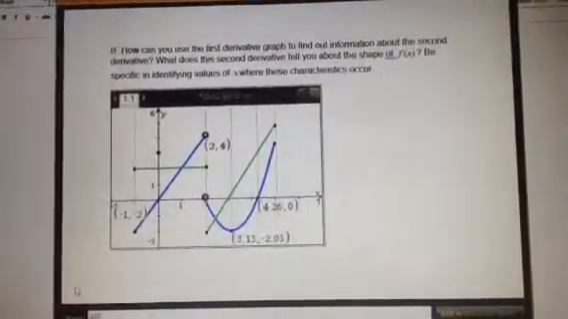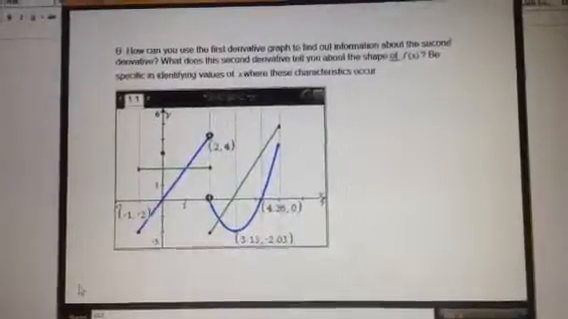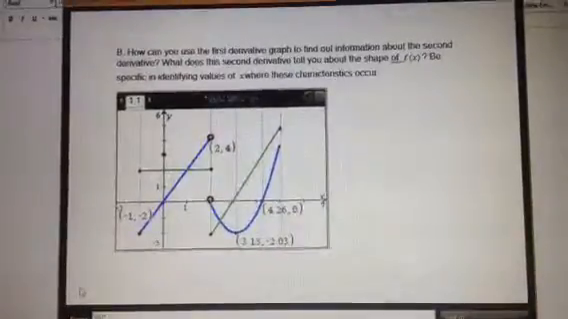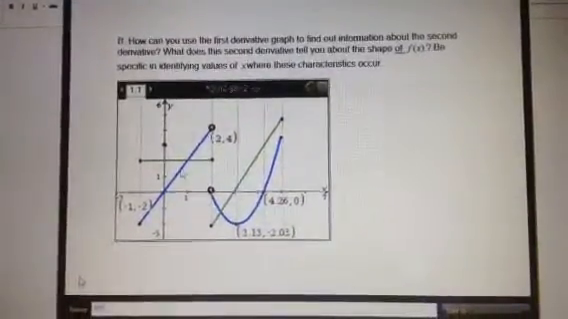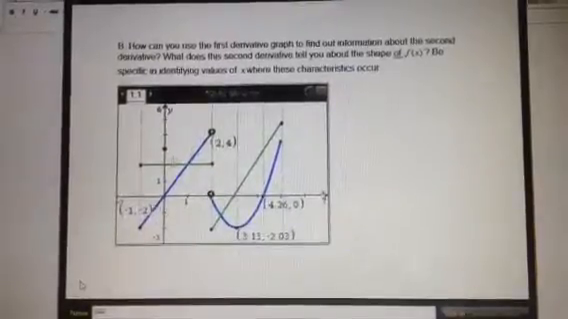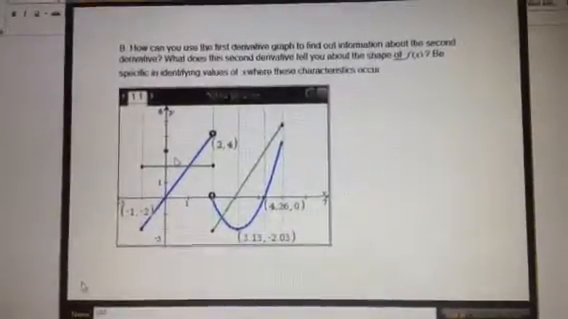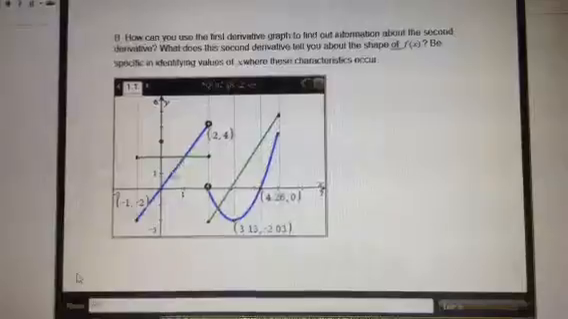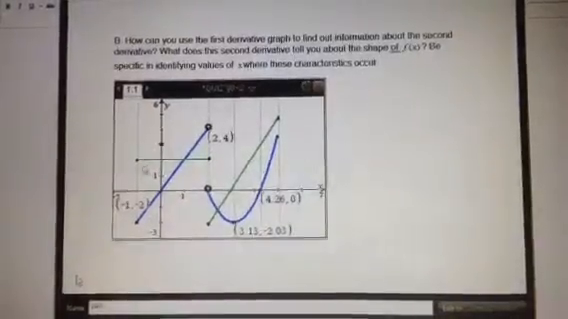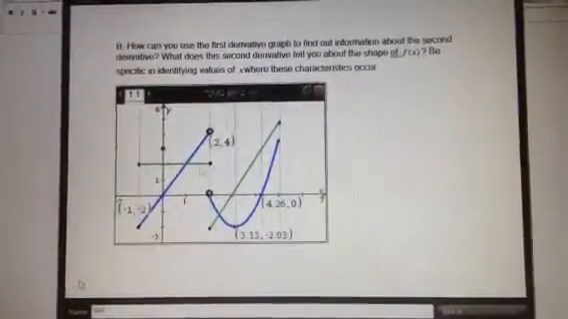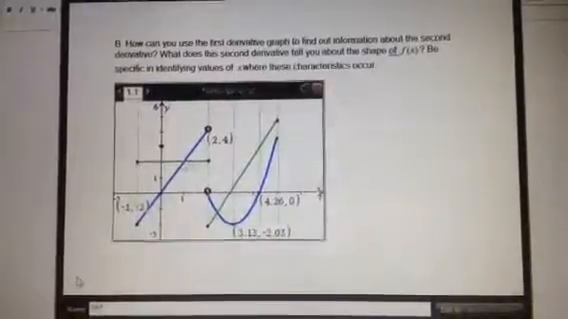The second part of the question asks to find the second derivative graph given the first derivative graph. Since we see that there is this part where the derivative has a linear part with a slope of 2, then the second derivative graph will just have a graph of y equals 2.